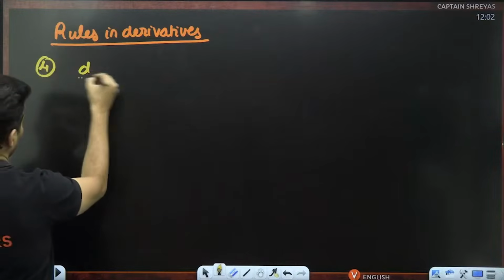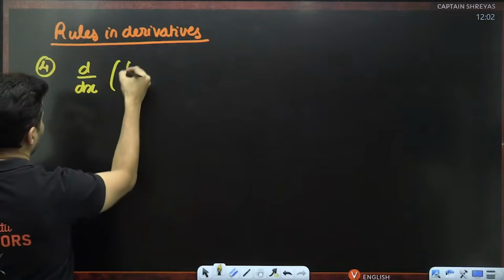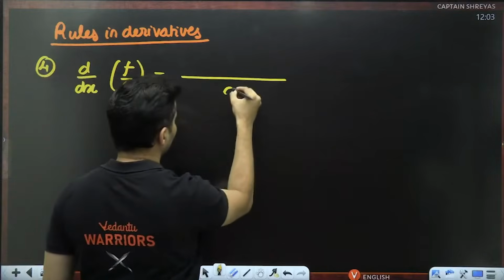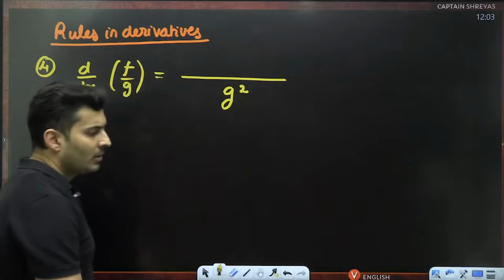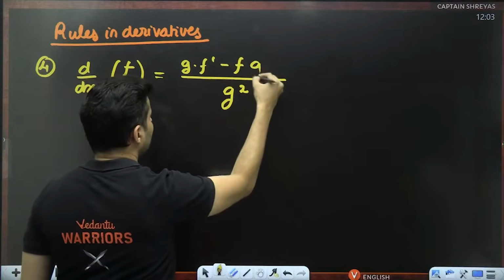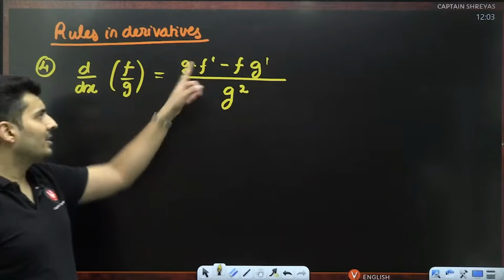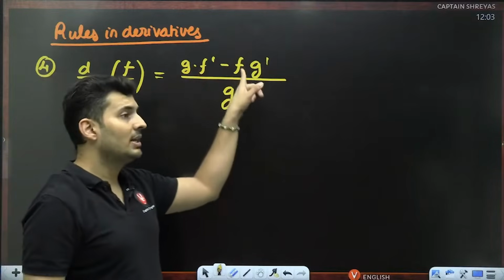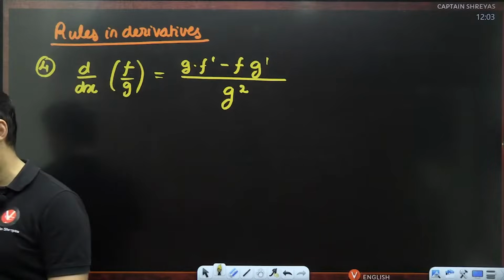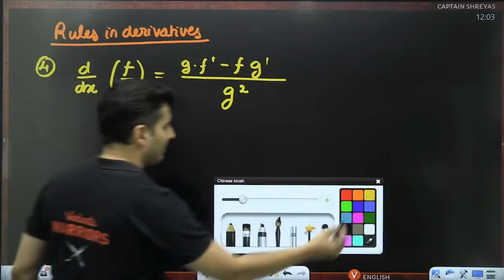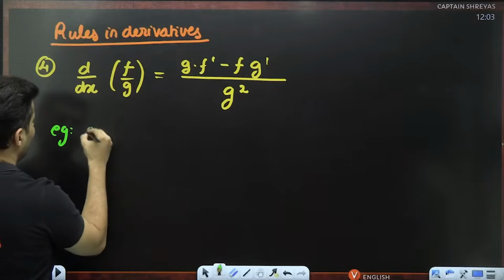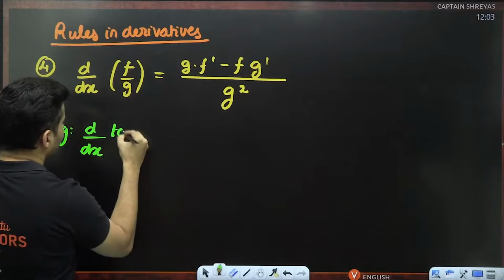So if I have d by dx of f by g, one function by another function, what you do is, first of all, you put the denominator square, and then you write it down like this: g f dash minus f g dash. That is it. Second function, first function's derivative minus first function, second function's derivative divided by the square of the denominator. As simple as that. Okay, let's take an example to understand this. This is a simple formula.